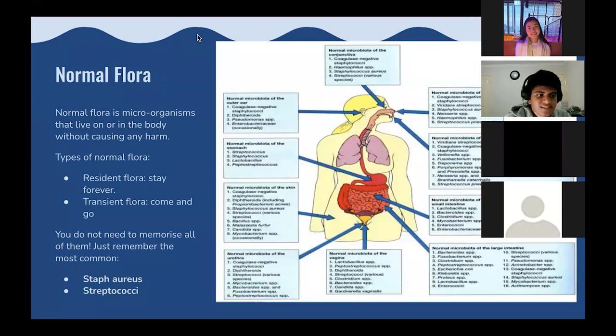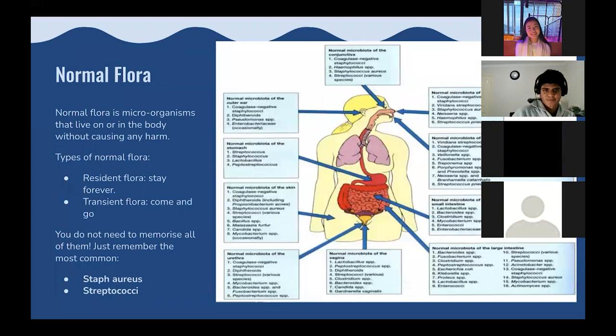So I guess it helps your body protect against invasion. And these bacteria might actually fight off other bacteria because they want to keep their space in your body. And another thing that happens is, it's important to know.